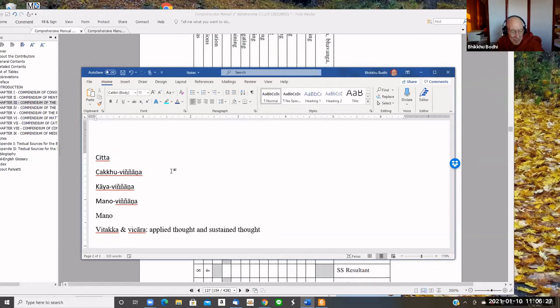And then finally, Bhante, one last question. When there are two types of citta that perform the same function, as in the table, what determines which one of them does it?